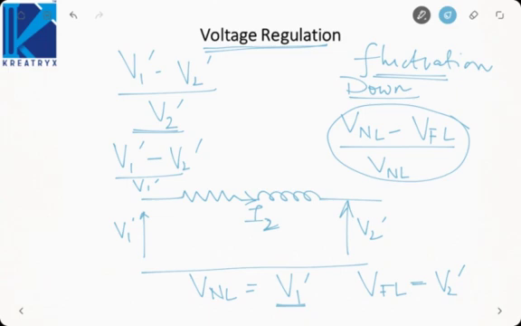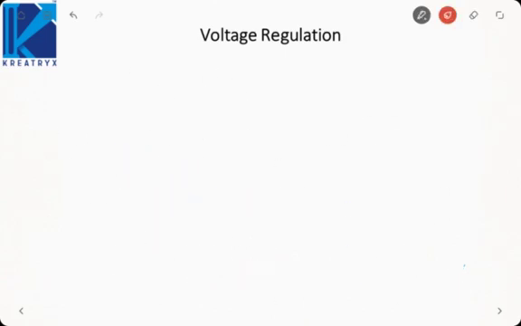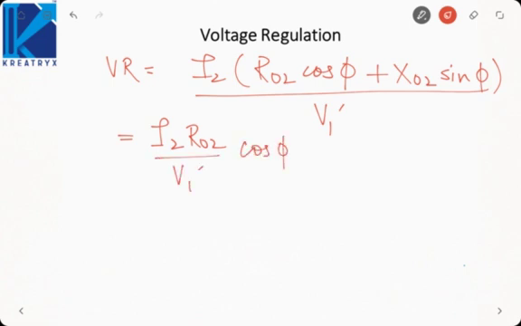This is how we can define the voltage regulation for any transformer. Just now we calculated the voltage difference between V1 dash and V2 dash. So if we wish to write down voltage regulation in those terms, what I can write down is that voltage regulation would be I2 R02 cos phi plus X02 sin phi divided by V1 dash. This will be my regulation, and it can further be simplified as I2 R02 by V1 dash cos phi plus I2 X02 by V1 dash sin phi. Now I2 R02 is actually the voltage drop across the resistance divided by V1 dash.